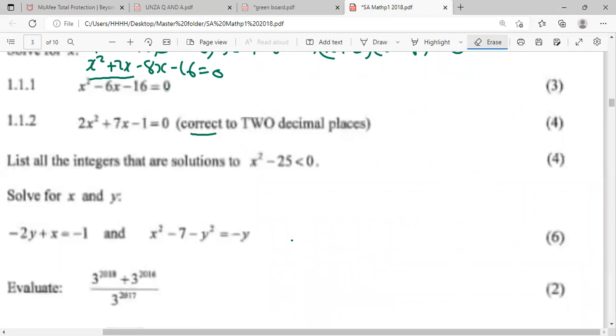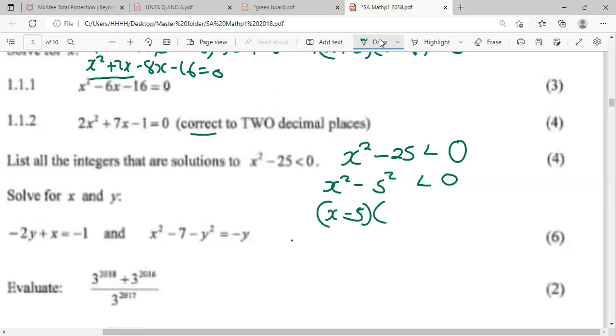Okay, so 2.2, we are saying list all the integers that are solutions to x squared minus 25 less than zero. So x squared minus 25 must be less than zero. We can work this out using the difference of two squares: x squared minus 5 squared is less than zero, so this would be (x minus 5)(x plus 5) less than zero.